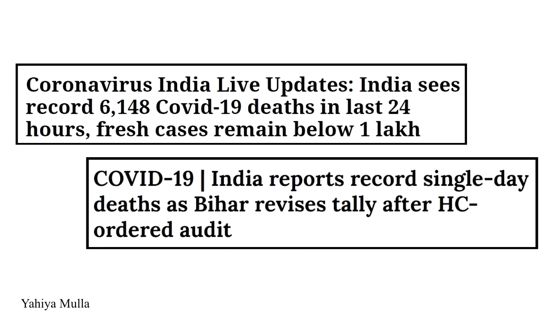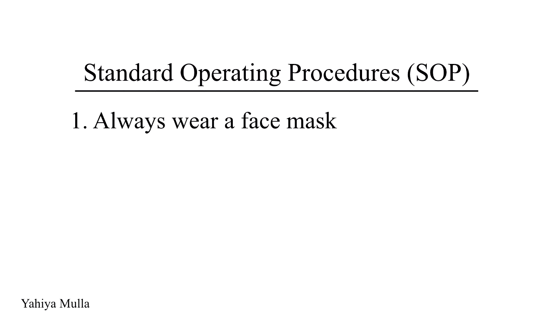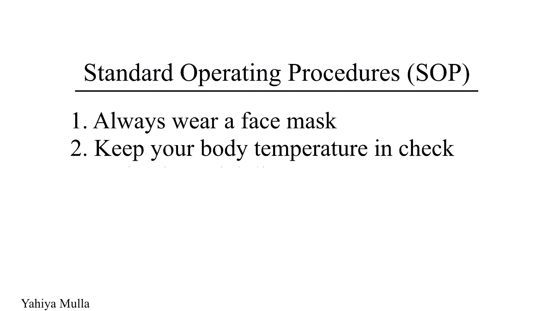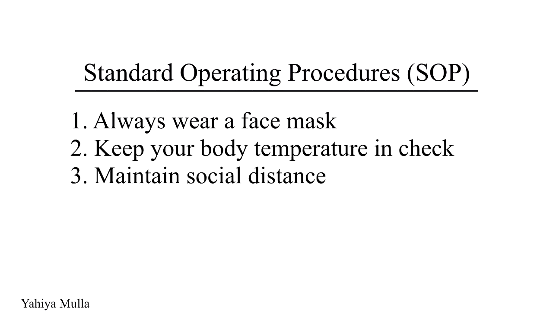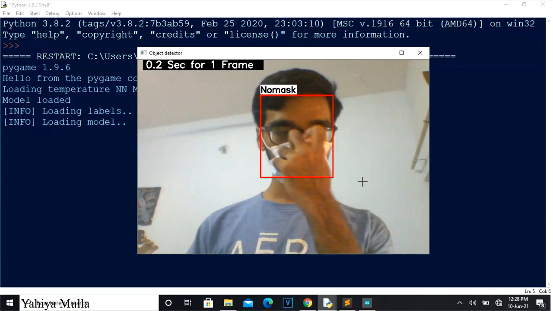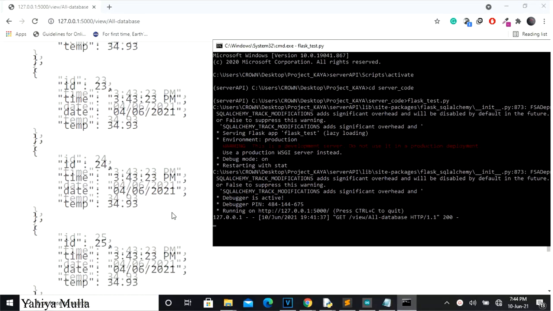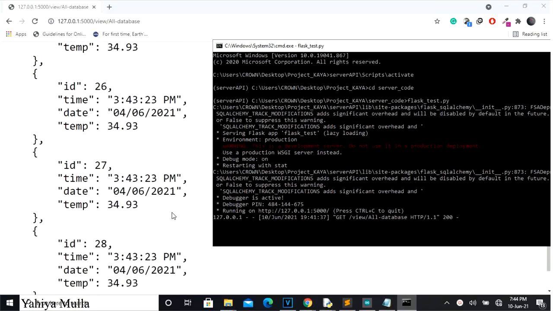To protect us from this pandemic, there are certain standard operating procedures to be followed. Standard operating procedures may include always wear a face mask, keep your body temperature in check, maintain social distance, sanitization, etc. Currently, this project can monitor whether a person is wearing a face mask and measure the body temperature. All the required data is stored into a database.